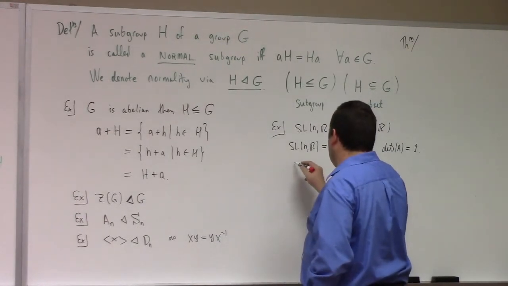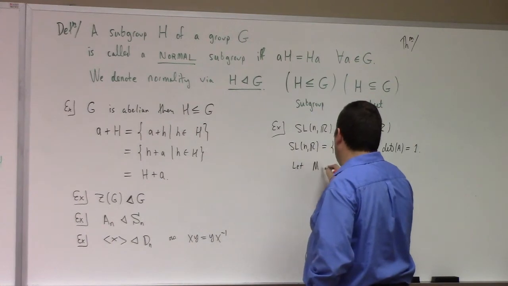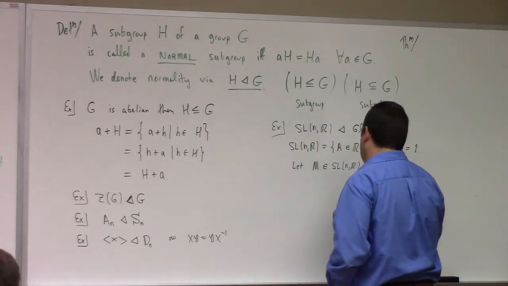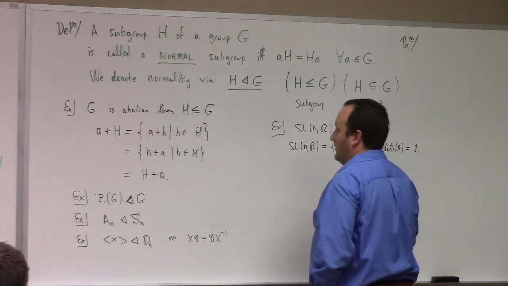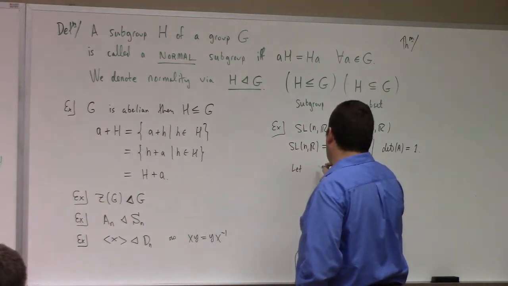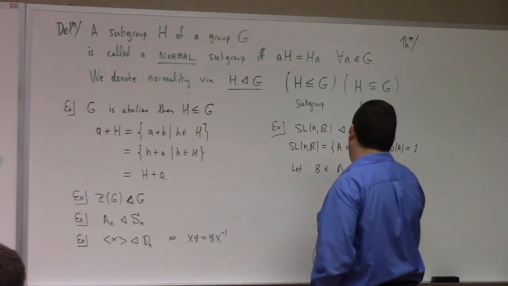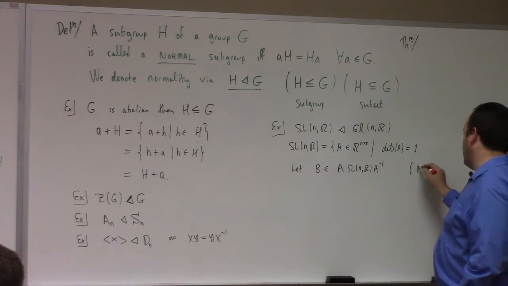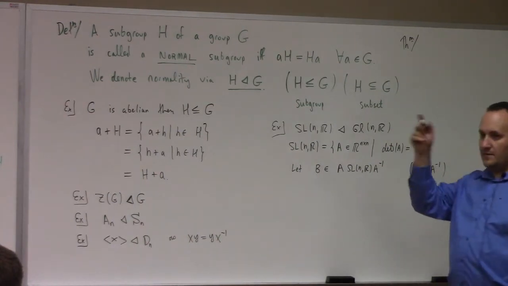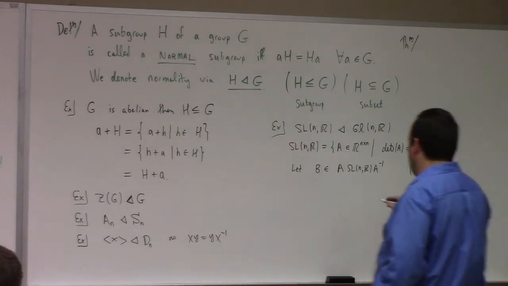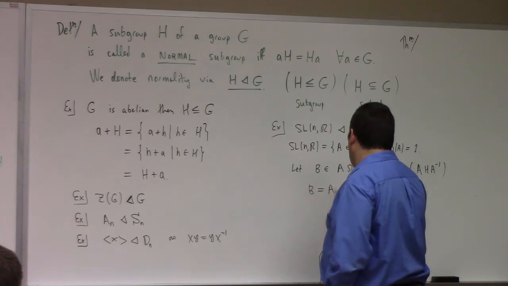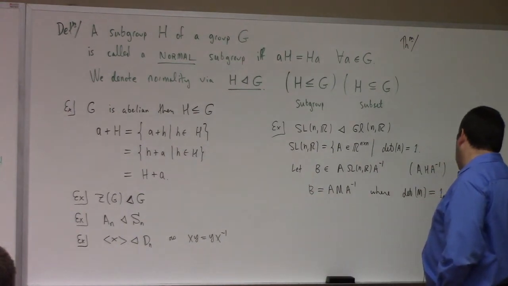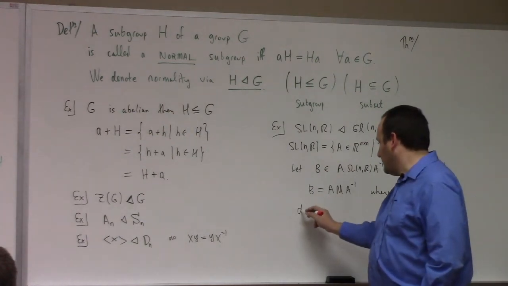So let's say M is an element of SLn(R). Well, that's not what I want. Excuse me. Let's say B is an element of A SLn(R) A inverse, right? So that's like my AHA inverse in the theorem. That means B is equal to AMA inverse, where the determinant of M is equal to 1, right? So what's the determinant of B?